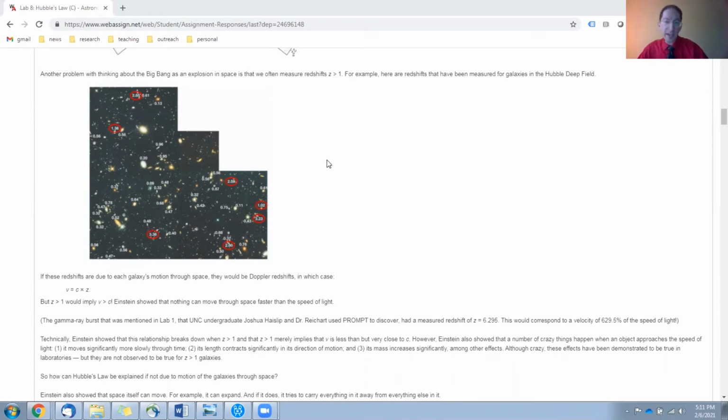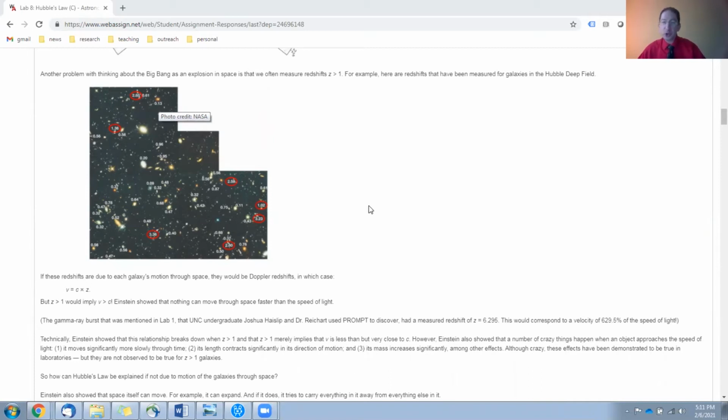What we're looking at here is the Hubble Deep Field. It's a very small piece of the sky that the Hubble Space Telescope stared at for a very long time and found thousands upon thousands of galaxies. Now, in this particular figure, a handful of them have been labeled with their redshifts, measured from spectra taken of these galaxies. And I've circled the ones with redshifts greater than 1.